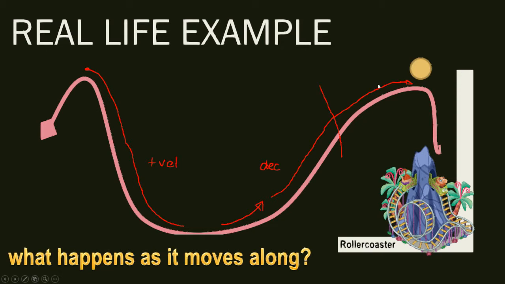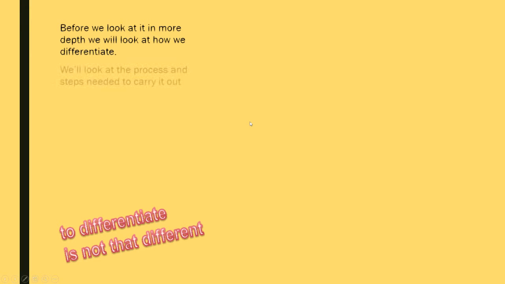And that's very indicative of any car journey, or roller coaster. The kind of model is the idea of a curve, which is the kind of thing that we end up looking at a lot in differentiation. Before we look in more depth, I'm going to show you what you do when you differentiate, what we call differentiating by rule. So we'll look at the process and the steps needed to carry it out.